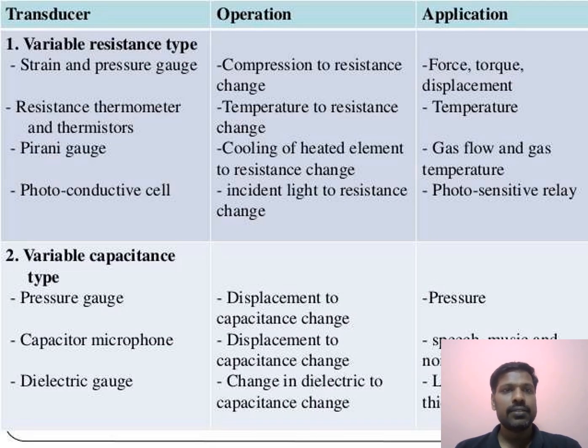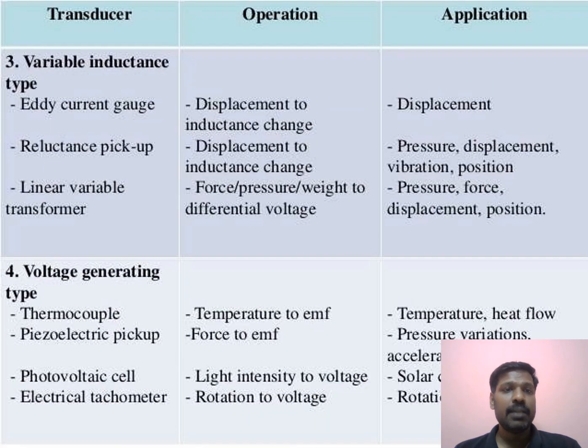So in electrical transducers, we have various types. One is the variable resistance type, then the variable capacitance type, the variable inductance type, and the voltage generating type. Each one has different operations and different applications. Here we have the thermocouple, piezoelectric pickup, photovoltaic cell, electrical tachometer, eddy current gauge, reluctance pickup, and linear variable transformer. Everything has some application using the operation of electrical transducers.